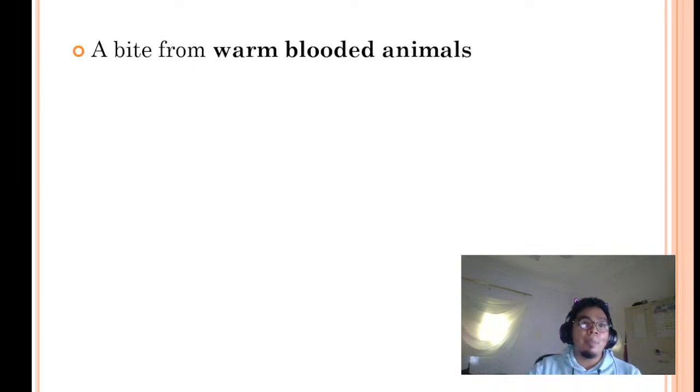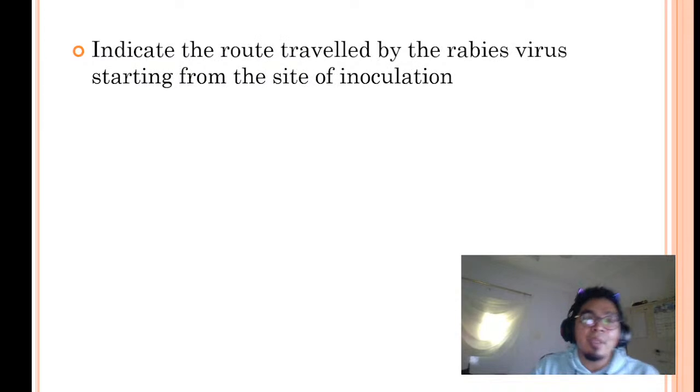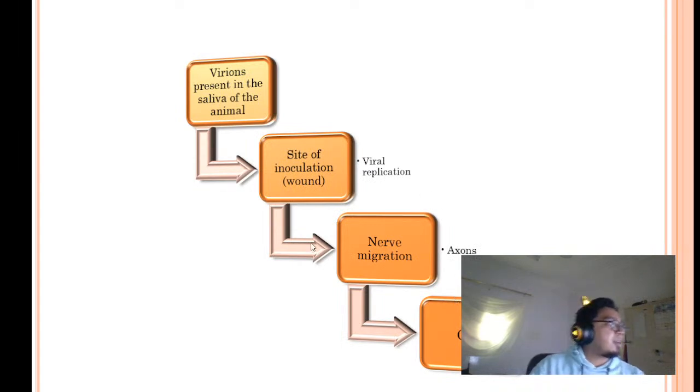A bite from a warm-blooded animal, and this includes, again, birds, can transmit rabies. The rabies virus travels through the site of inoculation. So this will be my general summary. The virions will be present in the saliva of the animal. Inoculation would be at the site of the wound, as I mentioned before. So theoretically, yes, you can get it from a chicken, and then it will travel to the nerves, specifically the axons. As the virus multiplies, it can reach the CNS, and therefore the effects will be evident, and you can have the clinical signs and symptoms of rabies.